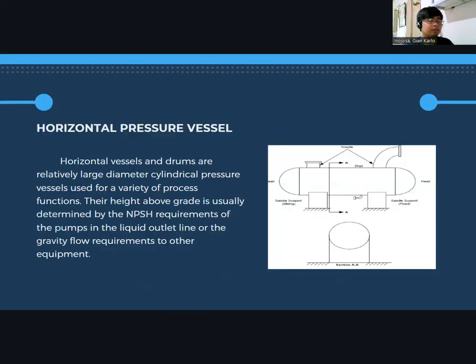So for the first type of pressure vessel, horizontal vessels and drums are relatively large diameter cylindrical pressure vessels used for a variety of process functions. Their height above grade is usually determined by the NPSH requirements of the pumps in the liquid outlet line or the gravity flow requirements to other equipment. This is a horizontal one, and this is its support system.